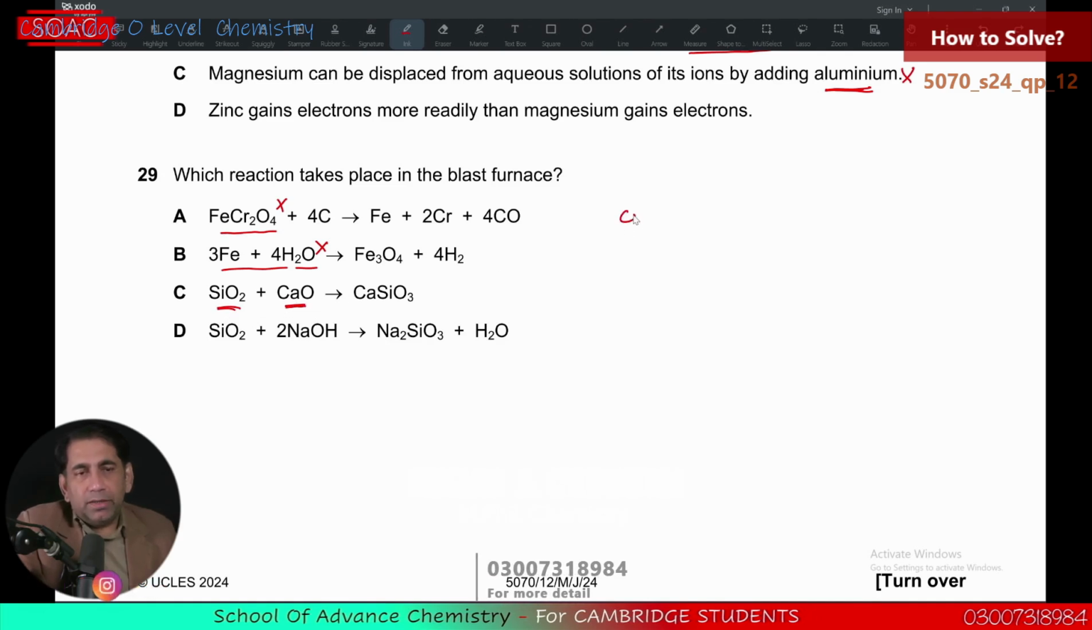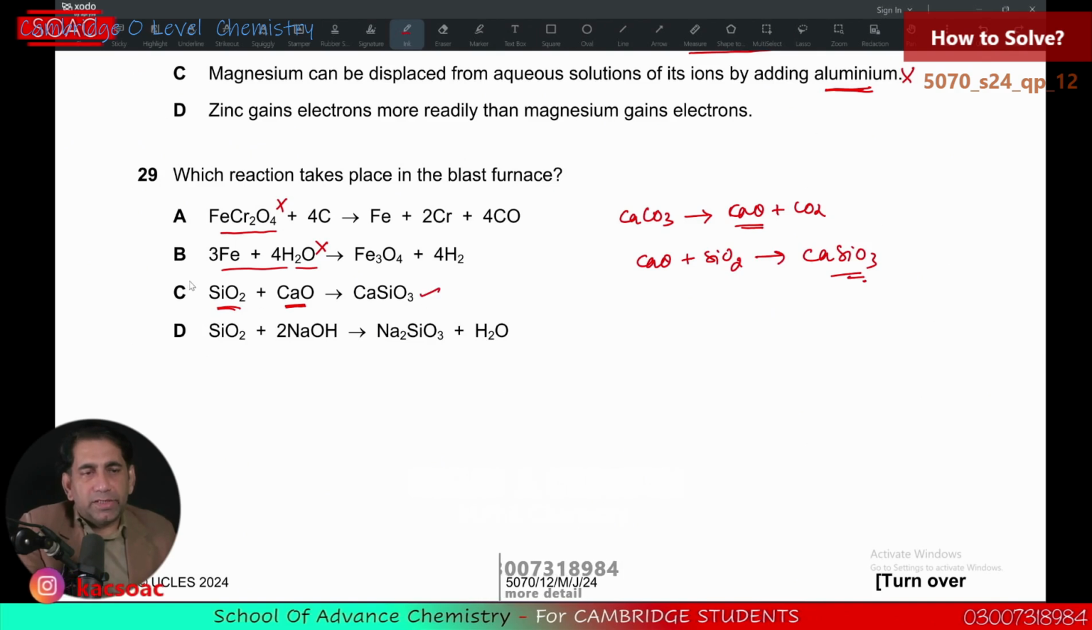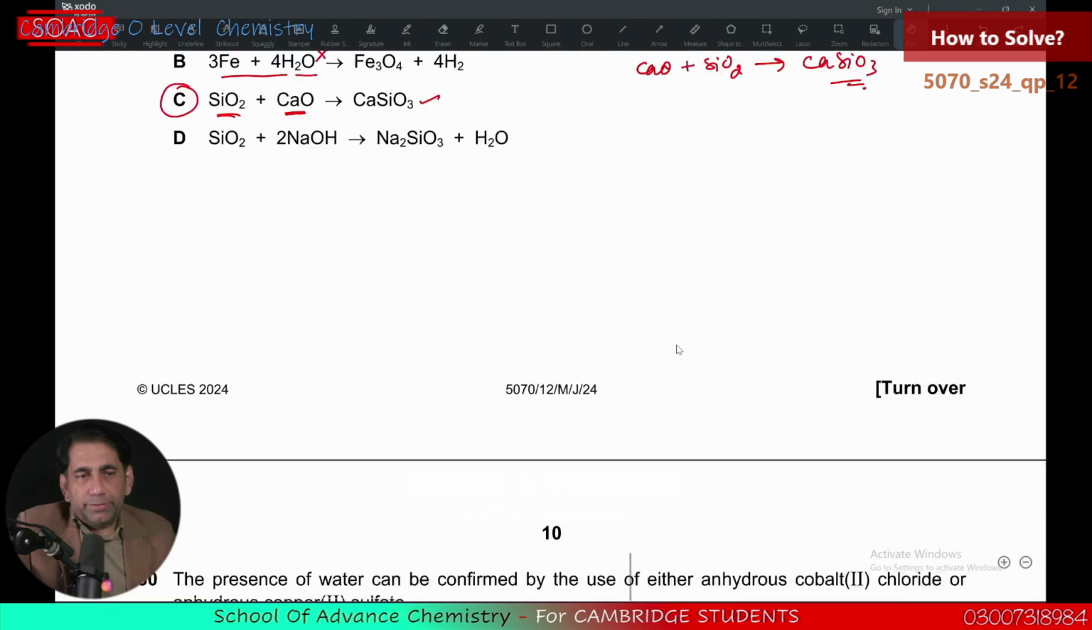Basically, when we add calcium carbonate, that is going to decompose itself into calcium oxide and CO2 gas. This calcium oxide is reacting with SiO2 to make calcium silicate. Yes. So yes, this is happening inside the blast furnace. So C is the correct option.